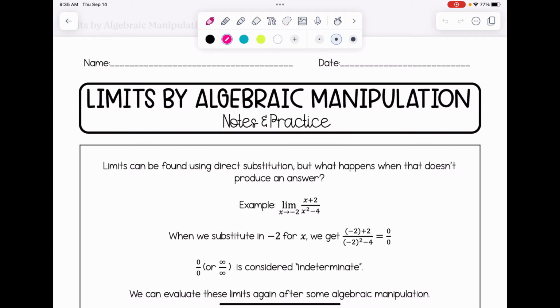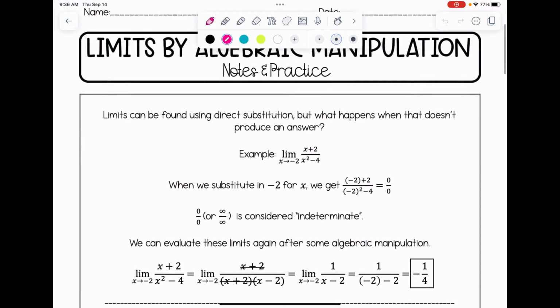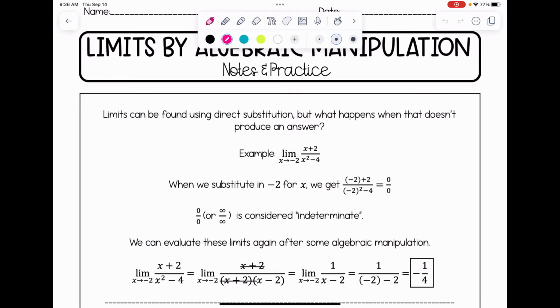Let's say we try direct substitution. That's always your first attempt when you're doing a limit problem. Always try direct substitution as your first line of defense here. And we're going to plug -2 in, and I get 0 over 0. So 0 over 0, and if another problem produces infinity over infinity, that would be a similar idea too.